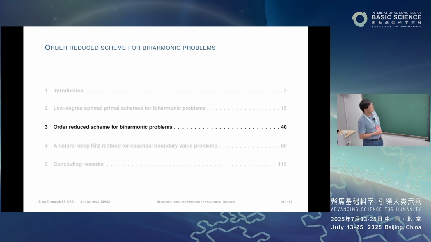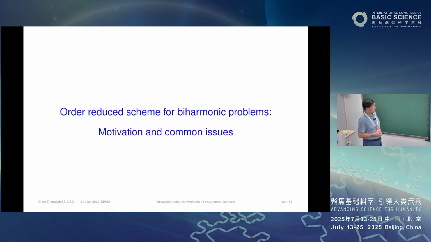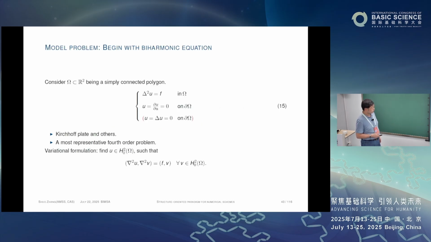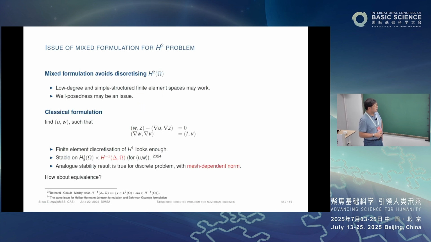Okay, another example is the biharmonic equation, the order reduced scheme. So why will we study the order reduced scheme for biharmonic? Let me come back to this model problem. As I said before, it can model the Kirchhoff plate, and it's a representative one. Why do we use mixed formulation or order reduced formulation for H2?